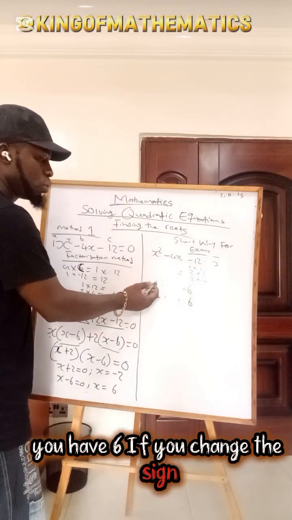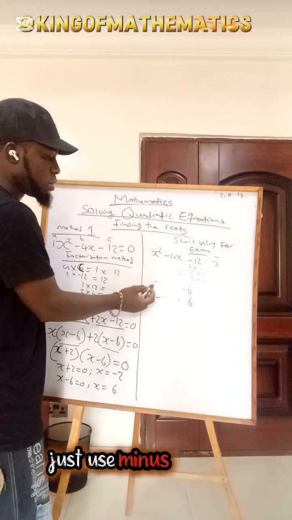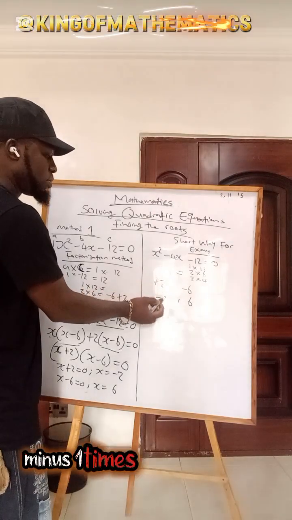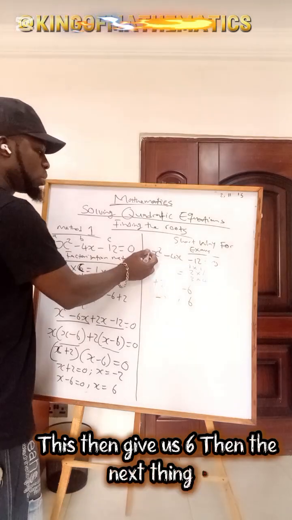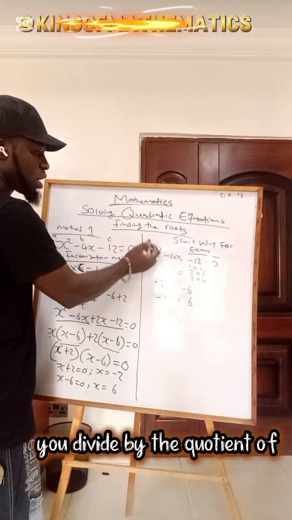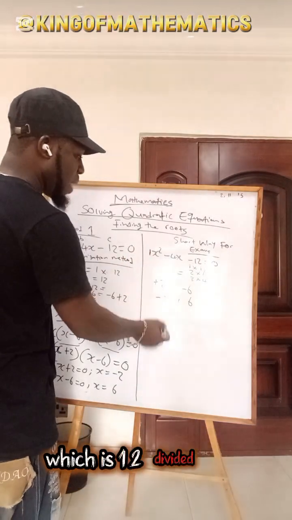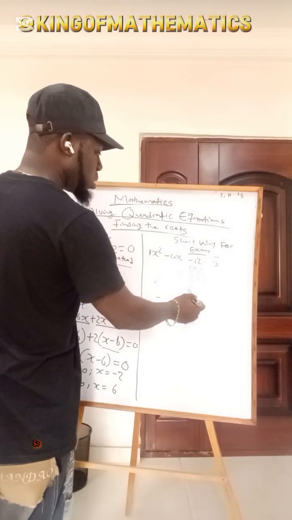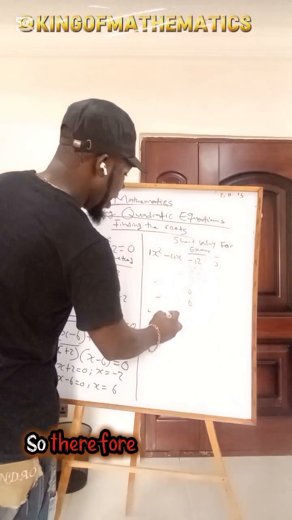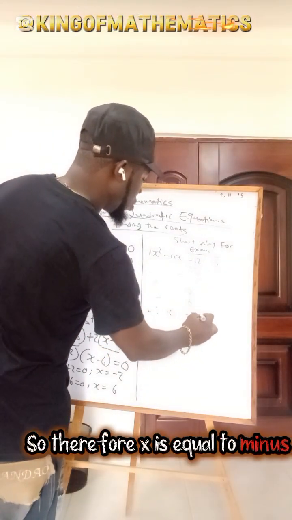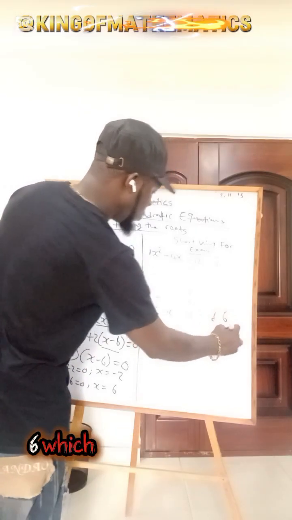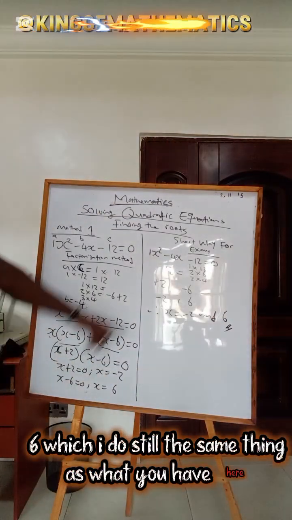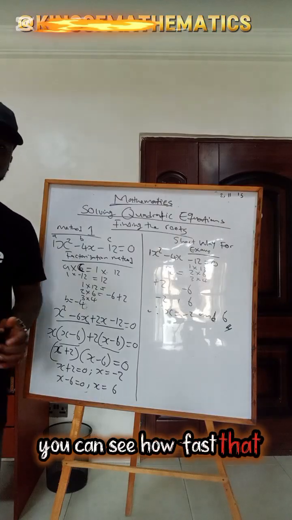If you change the sign, just use minus 1 to multiply. Minus 1 times this will give us minus 2. This one will give us 6. Then the next thing is you divide by the coefficient of x, which is 1. Minus 2 divided by 1 is minus 2, 6 divided by 1 is 6. So therefore, x is equal to minus 2 and 6, which are the roots. Still the same thing as what you have here. You can see how fast that is.